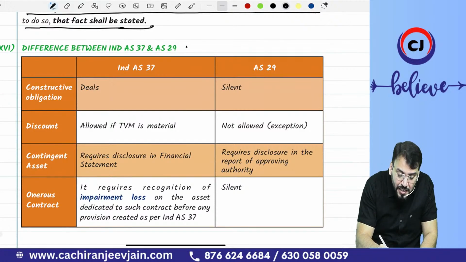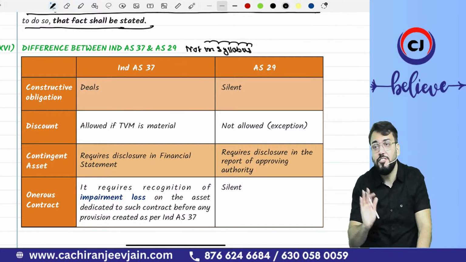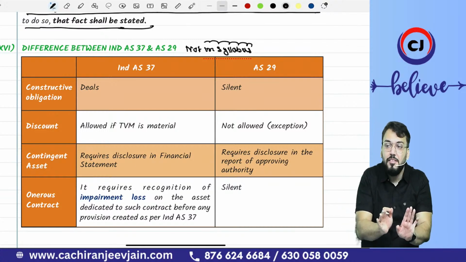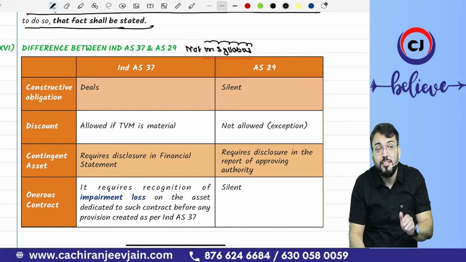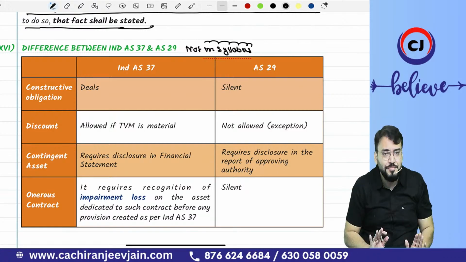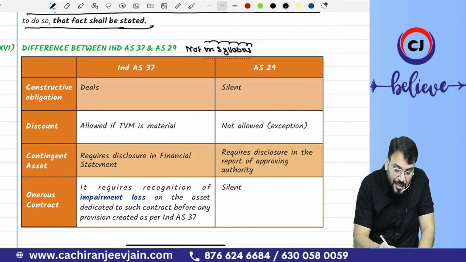The difference is actually not in syllabus. So don't worry about this difference before the exam. This is only for your practical understanding. Suppose you have some AS client, you should know what AS 29 also says. So there are some differences. Let us do that. Once the difference is done, AS is also done, means revision of AS is done. Correct? Now coming to Ind AS 37 and AS 29, constructive obligation.